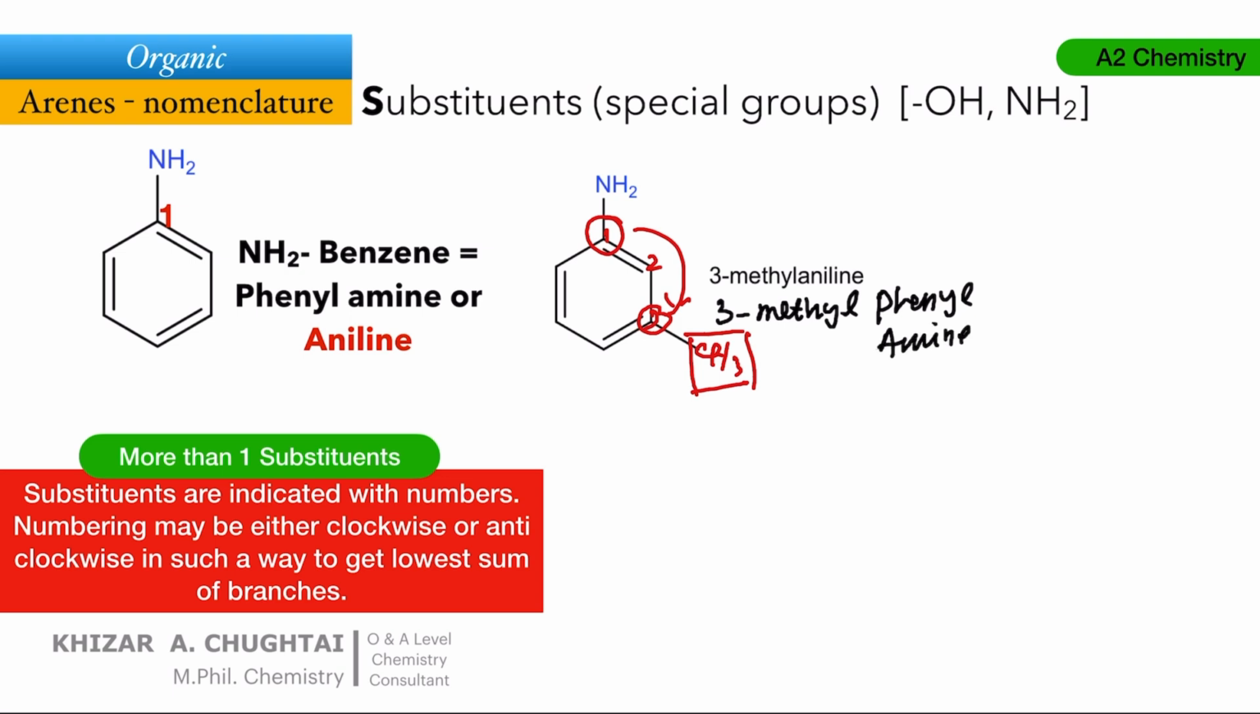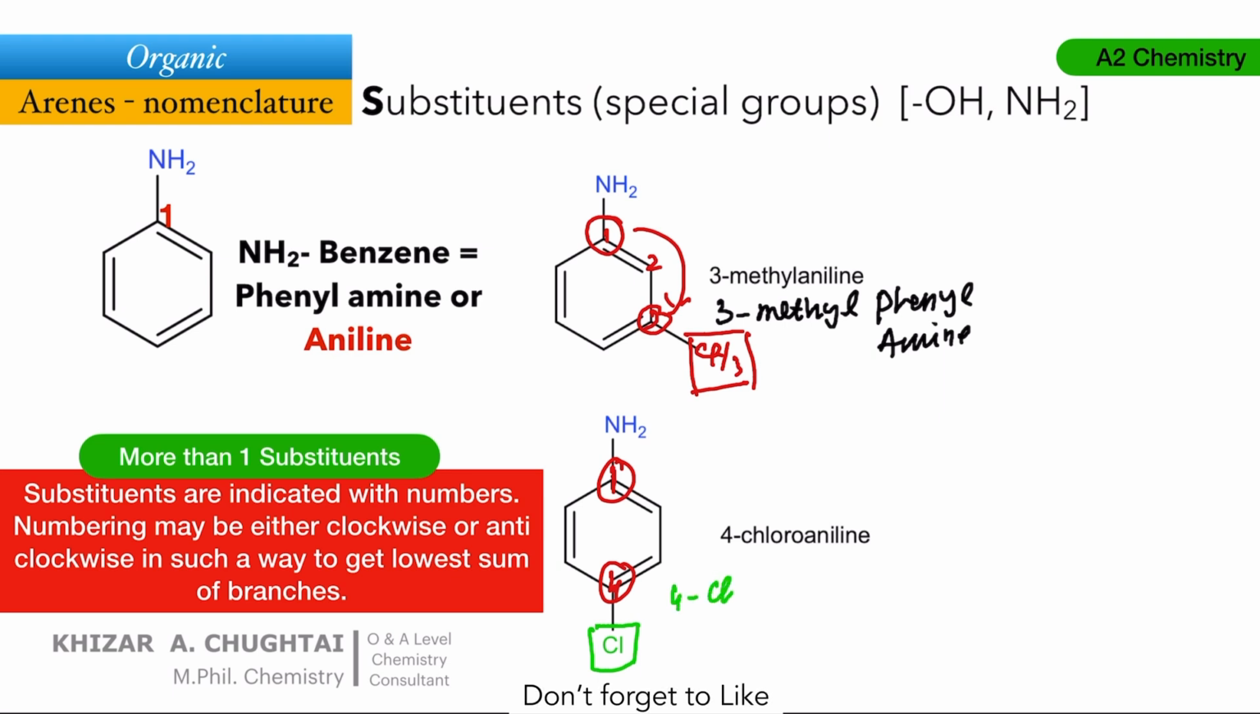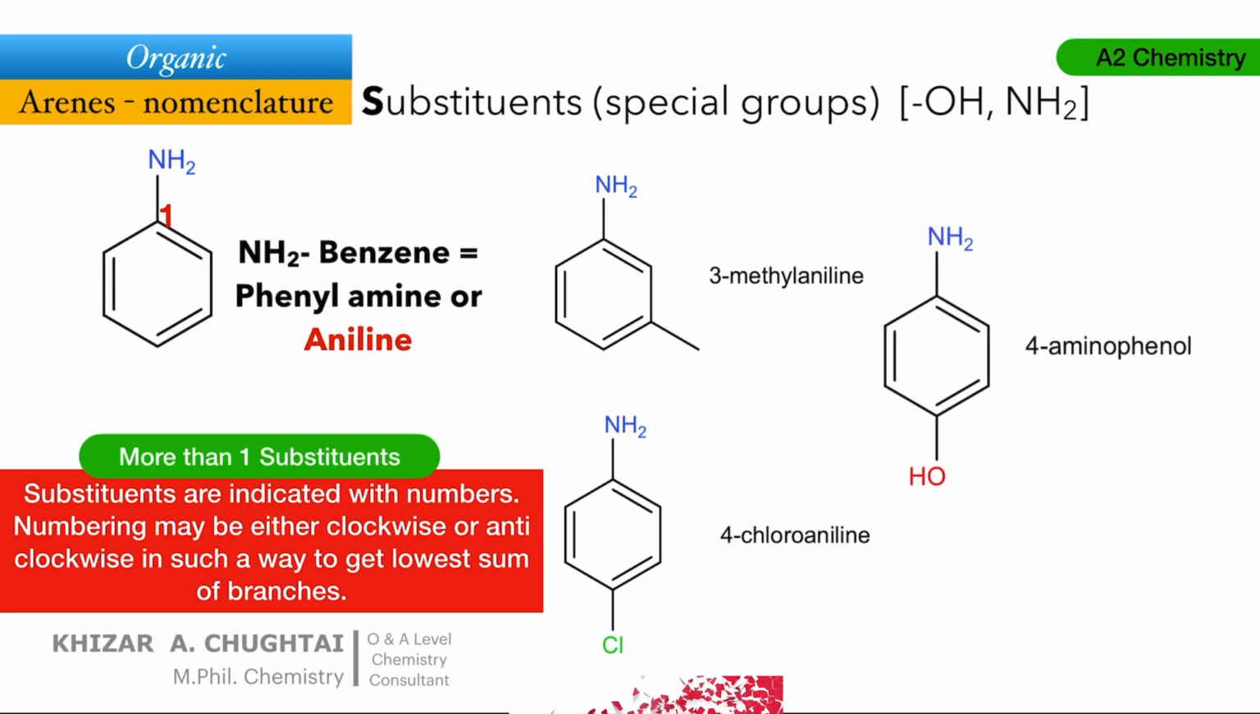The next example is, in this case, once again, the NH2 group will get preference and its carbon is marked as carbon number 1. And this Cl is at the 4th position. So this Cl is acting as a branch in this case. We are going to write its name 4-chloroaniline, or we can write it as 4-chlorophenylamine.